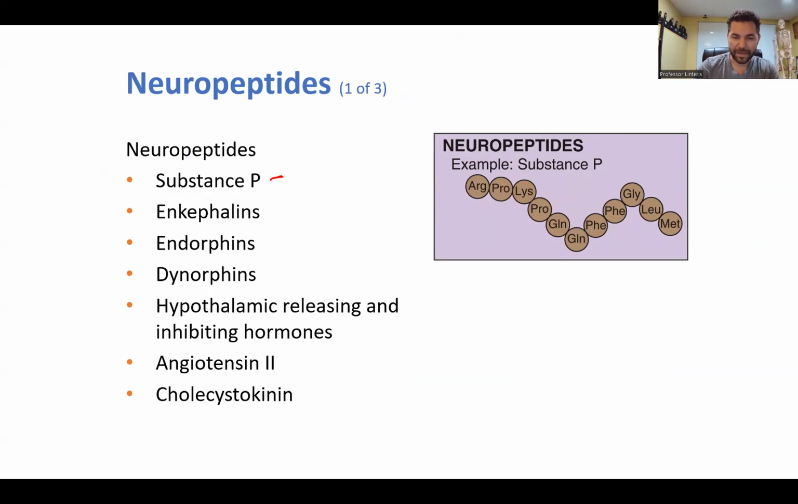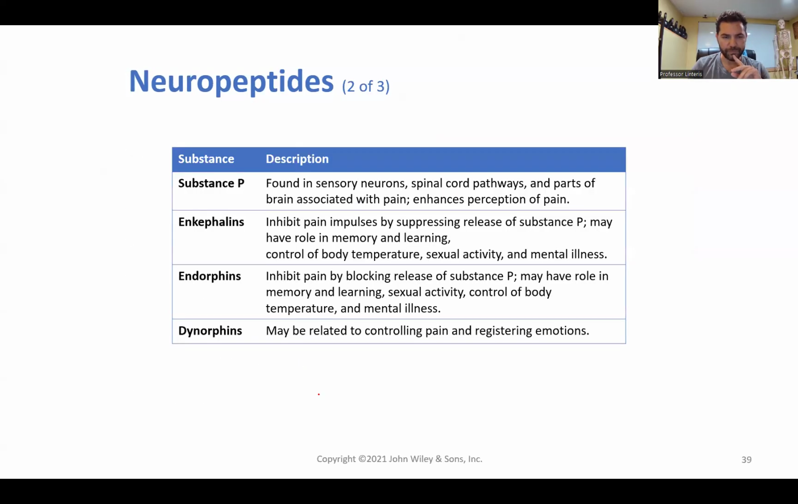So substance P is one, endorphins are one, and a lot of people have heard of this. Angiotensin, CCK, these deal more with blood pressure regulation and digestion in the case of CCK, right, which we'll talk about in the future. So I want you to be familiar with a few of them. Substance P is involved in pain, right? Enhances pain perception. And obviously, you have different types of neurons. Some of them release substance P, some of them will release ACH, some of them will release whatever. That's their job, pretty much.